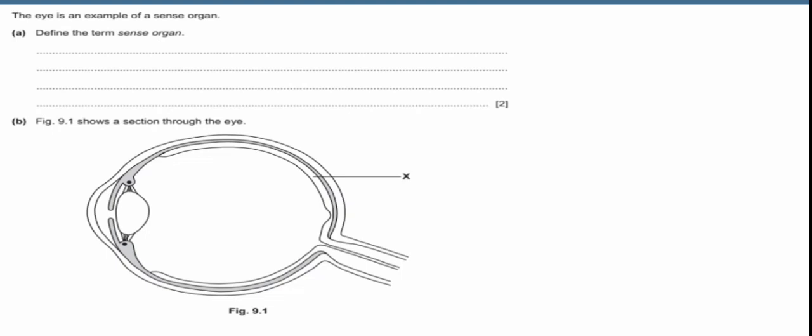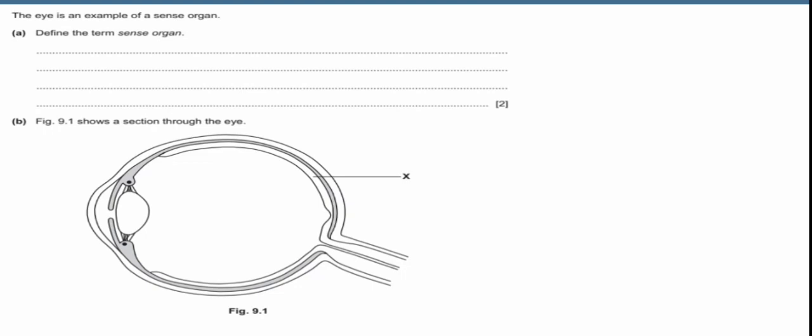So that one is the sense organ. Or in other words, you can say the sense organs are just organs of the body that detect or respond to stimulus, that respond under the influence of the stimulus. So that's the definition for the sense organ.